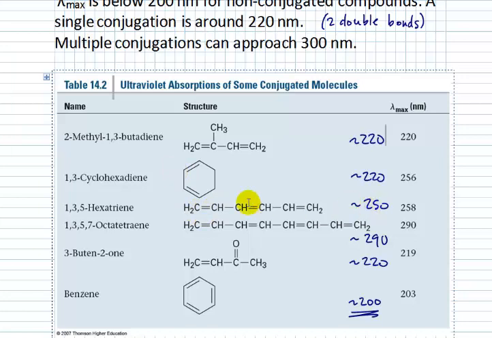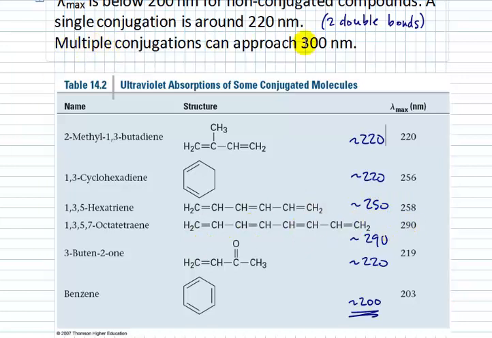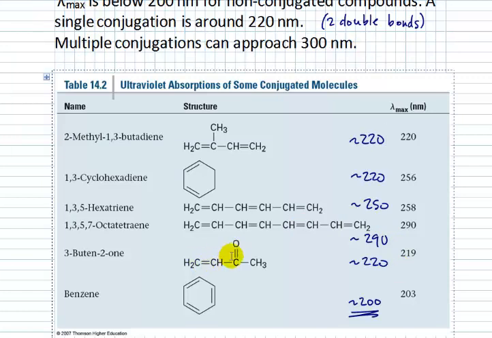I said 250 for the 3 double bonds. That's not bad, 258. Ooh, it was right on for 290 with the 4 double bonds. All right, it's a pretty good rule of thumb. Multiple conjugations can approach 300. The 2 double bonds in diene-one are right around the normal 2 double bonds conjugated, just like butadiene. Benzene, 203. Yep, that's what I would suspect. There's actually a larger gap between HOMO and LUMO in benzene than in most of these, and like I said, we'll discuss that quite a bit later on.